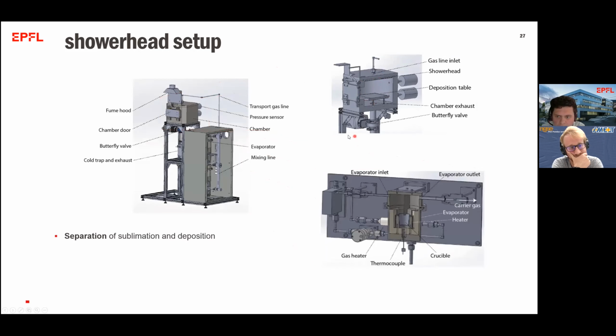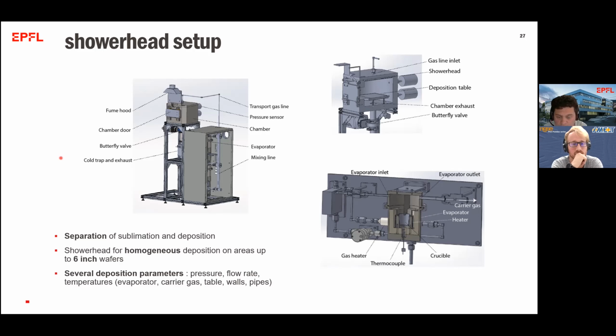The nice thing about that is that we can nicely separate the sublimation and the deposition of the organohalides. So we don't worry so much about the inconsistent pressure close to the evaporator. We have a relatively big showerhead system, so we can go into industrially relevant sizes of M6 wafers or 6-inch wafers. And we have quite a lot of control. We can control the pressure, the flow rates, the temperatures of the different parts: the tubing, the heater, the walls of the chamber, and even where the sample sits, and quite a few more.